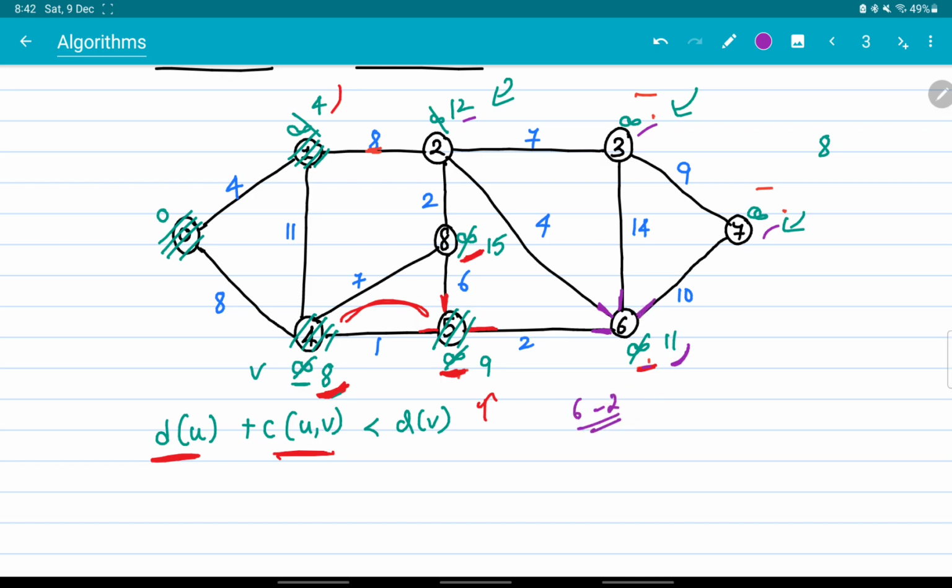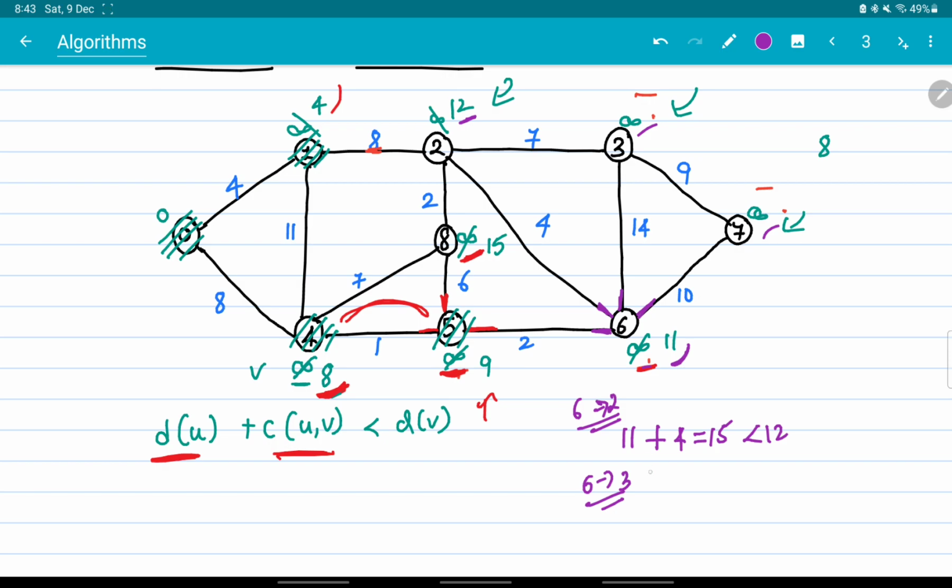So from 6 to 2, what is the distance of 6? The distance of 6 is 11, plus the cost of going from 6 to 2 is 4. So 11 plus 4 is 15. Now what is my distance of 2? Distance of 2 you can see here is 12. Now is 15 less than 12? No, it's not less than 12, so we are not supposed to update it. Okay, 6 to 2 is done.